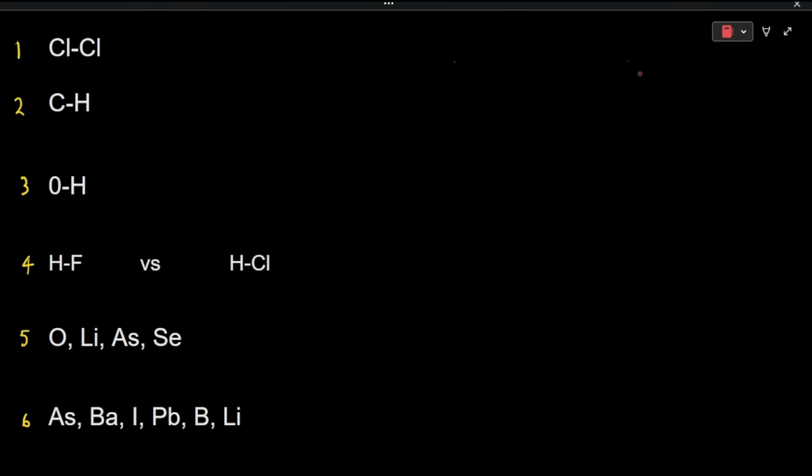Generally, when the difference in the electronegativity values of the bonding atoms is less than 0.5, then we have a non-polar covalent bond. However, when the difference in the electronegativity values is greater than 0.5 but less than 1.7, then we have a polar covalent bond. And when the difference in the electronegativity values of the bonding atoms is greater than 1.7, we have an ionic bond on hand.